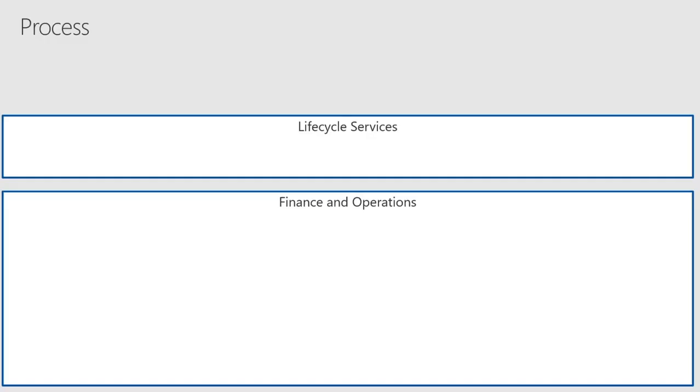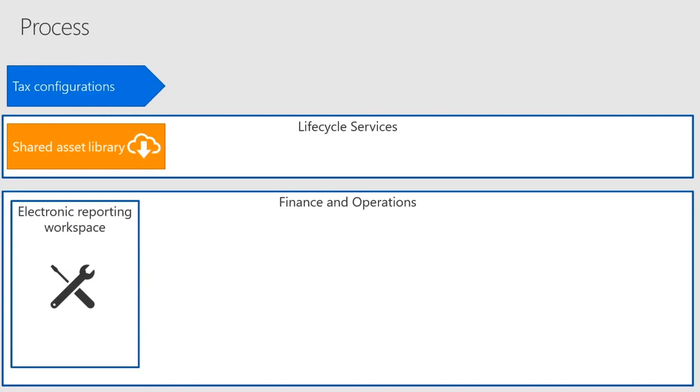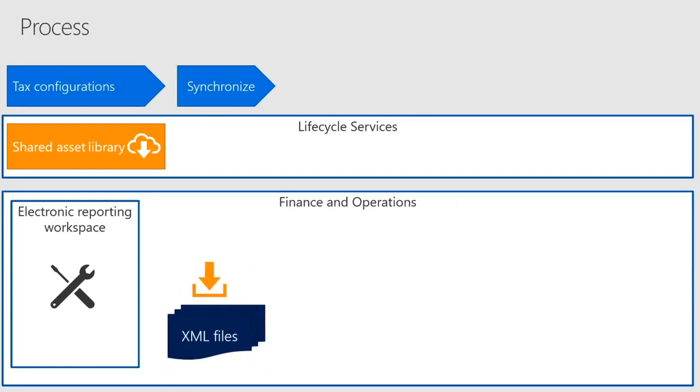Now, let's take a look at the typical process for using the tax engine. First, you need to download tax configurations from the Lifecycle Services Shared Asset Library. And then, if needed, you can customize the tax configurations in the Electronic Reporting Workspace in Finance and Operations. After you complete these configurations, you can download them locally or deploy the configurations by synchronizing them with your environment.